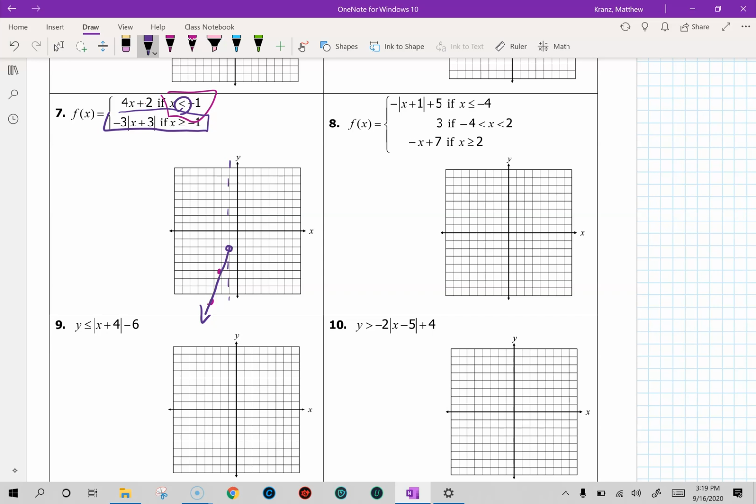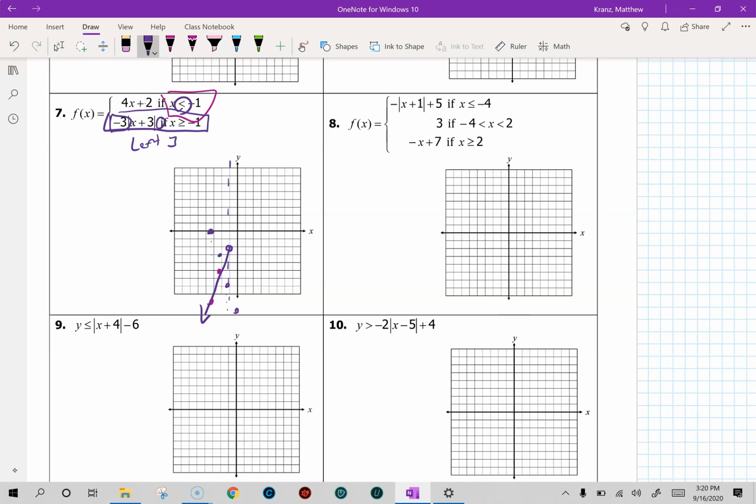Well, this is negative 3 times the absolute value of x plus 3. So when you think about it, since this is going to be negative 3, right, x plus 3 means we go left 3. And there's nothing over here, so we didn't go up or down. So 1, 2, 3, that technically is our vertex. Now our slope on the right side is down 3 over 1. 1, 2, 3 over 1.